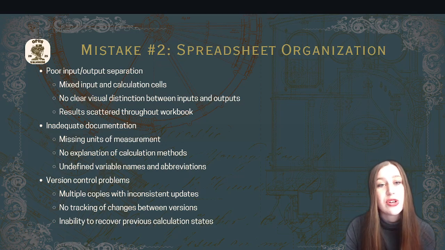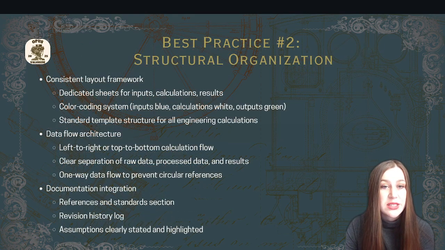You might also have some version control problems where there are multiple copies around with inconsistent updates, or no tracking between versions, and an inability to recover previous calculation states. The practice that you would implement to circumvent mistakes with spreadsheet organization would be to organize the structure of the Excel formula sheet. Use a consistent layout framework where rules are applied to all your Excel calc sheets.